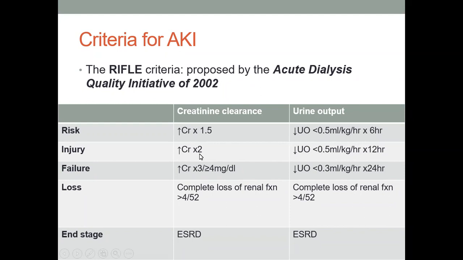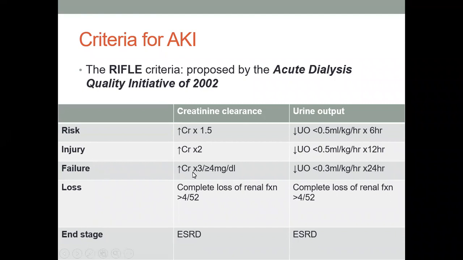When creatinine level is like twice the normal value, and urine output is less than 0.5 ml per kg per hour for 12 hours. This is more of duration. All right, there's acute kidney injury. This is when actually we should start instituting management.